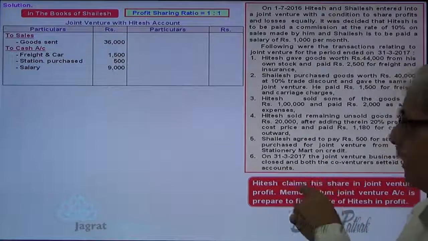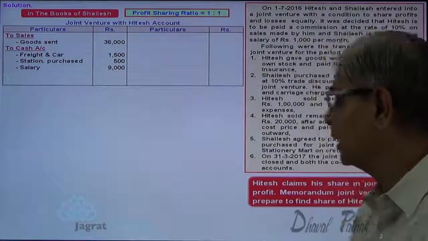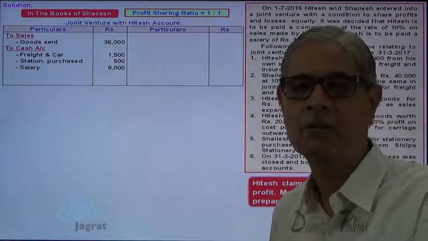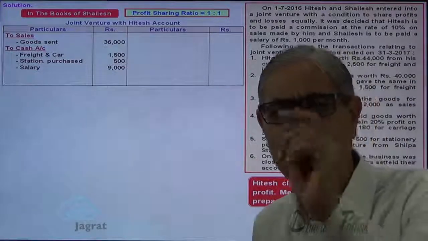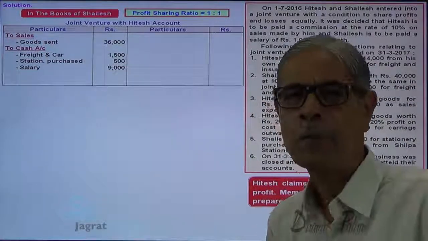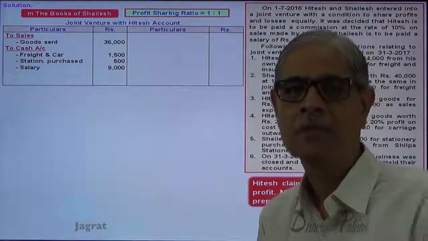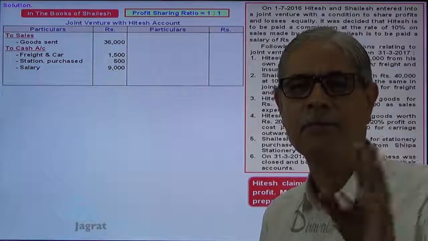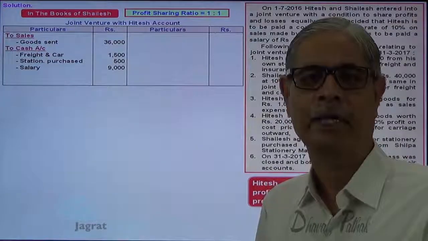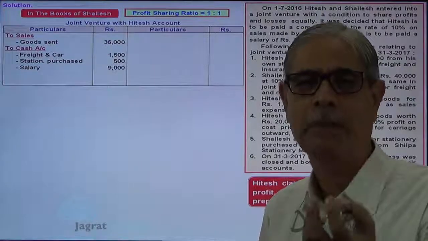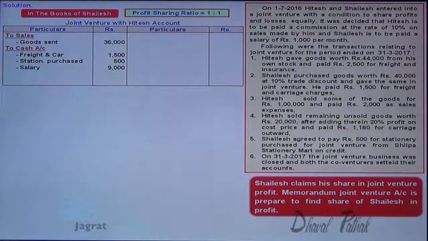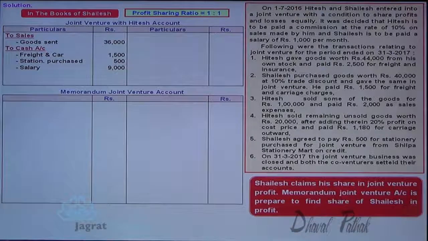When Hitesh made a claim for share in joint venture profit, we had already prepared the Memorandum Joint Venture account. In the same way, the same Memorandum Joint Venture account is going to be prepared for the purpose of finding out the profit for Shailesh. So there is no difference. Instead of preparing two Memorandum Joint Venture accounts, one is sufficient. But here I say that now Hitesh claims his share in joint venture profit. So the Memorandum Joint Venture account is prepared by Hitesh to find his share in profit. It is prepared on the same lines.